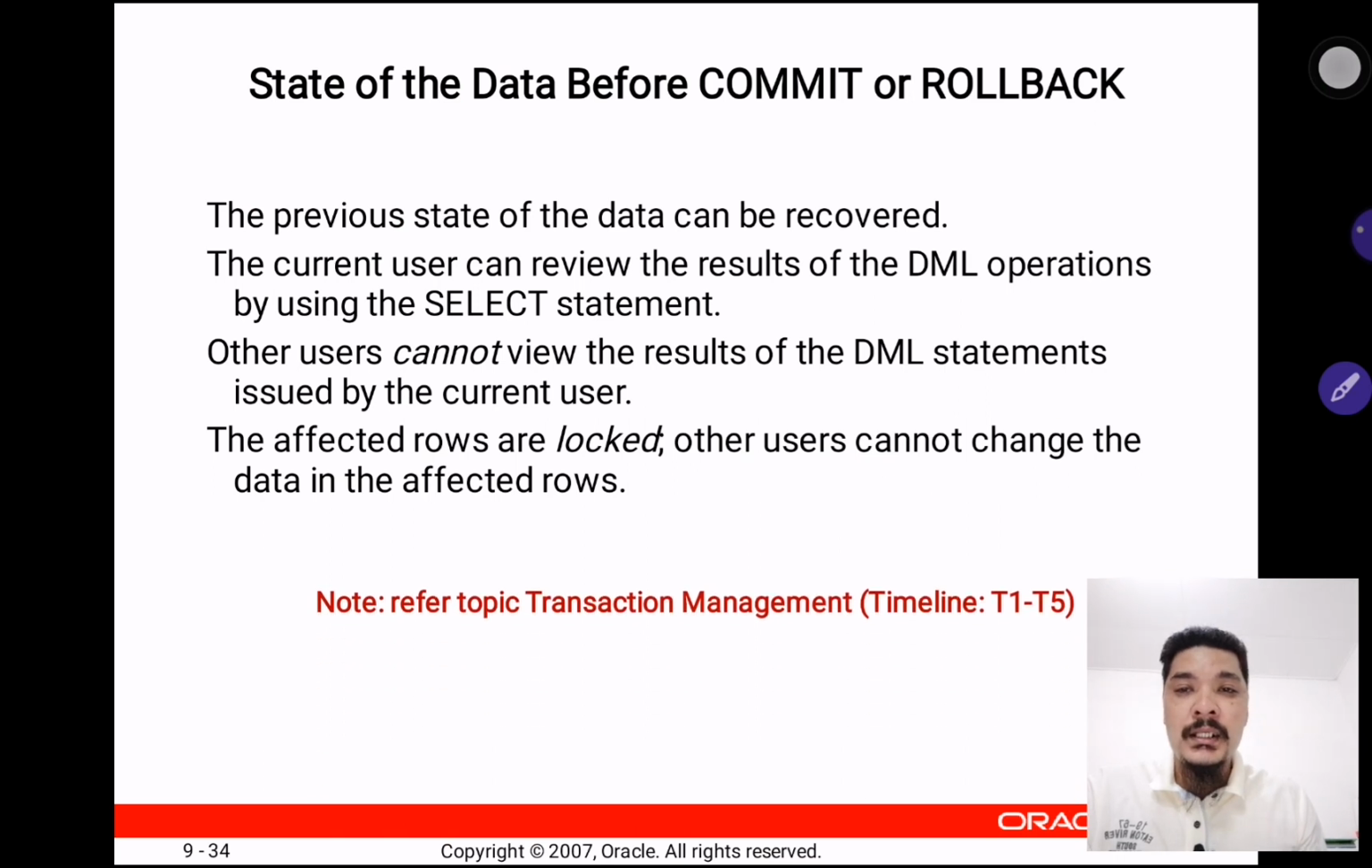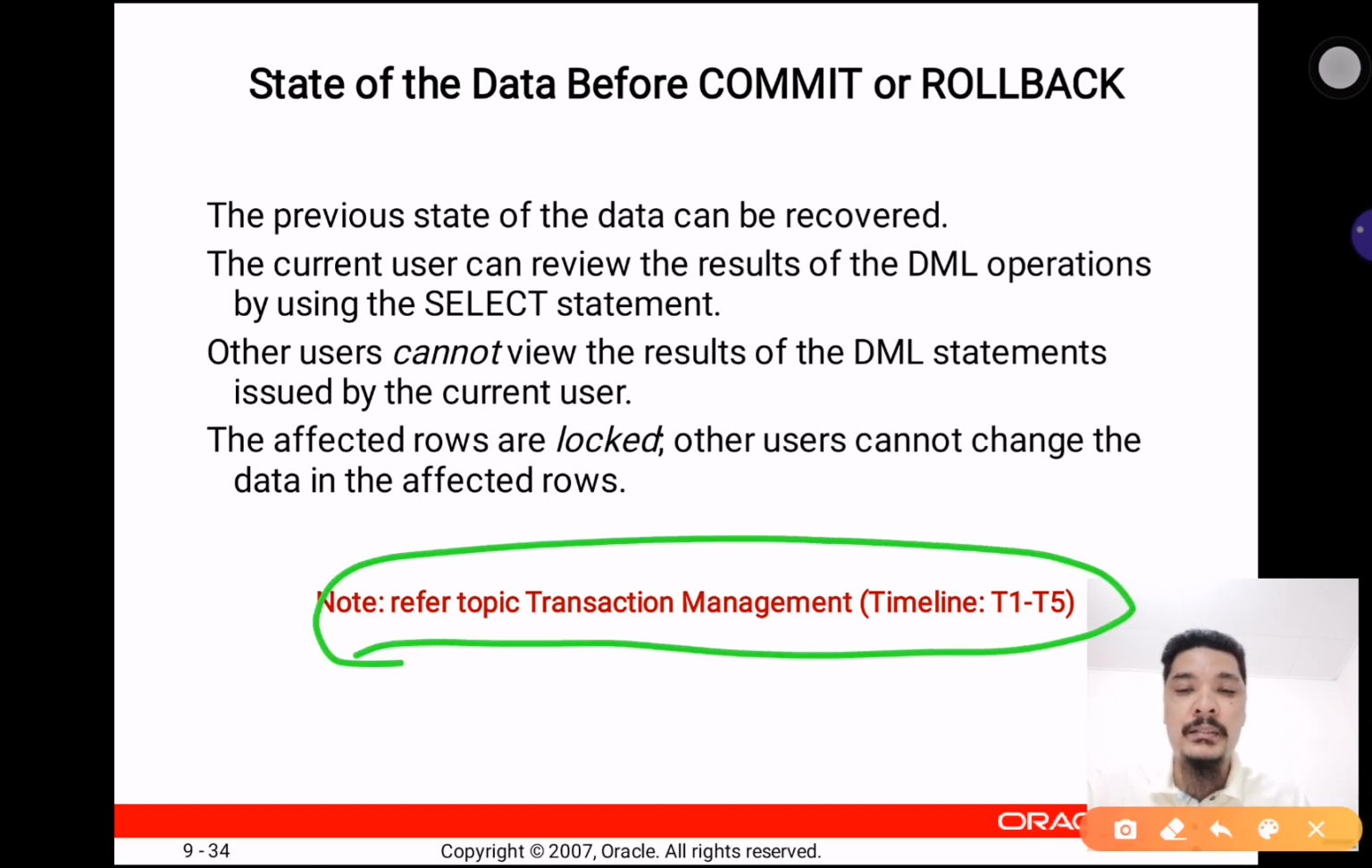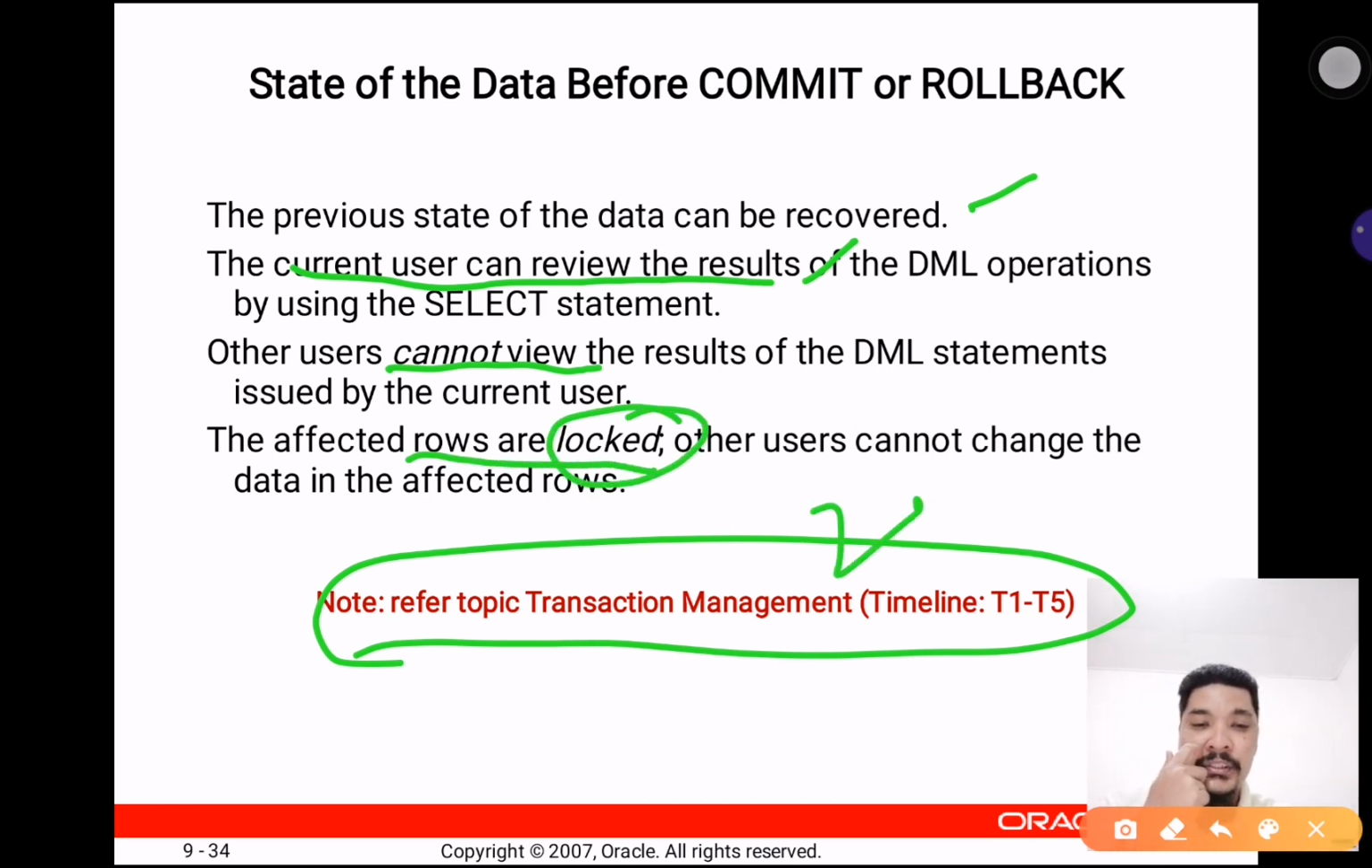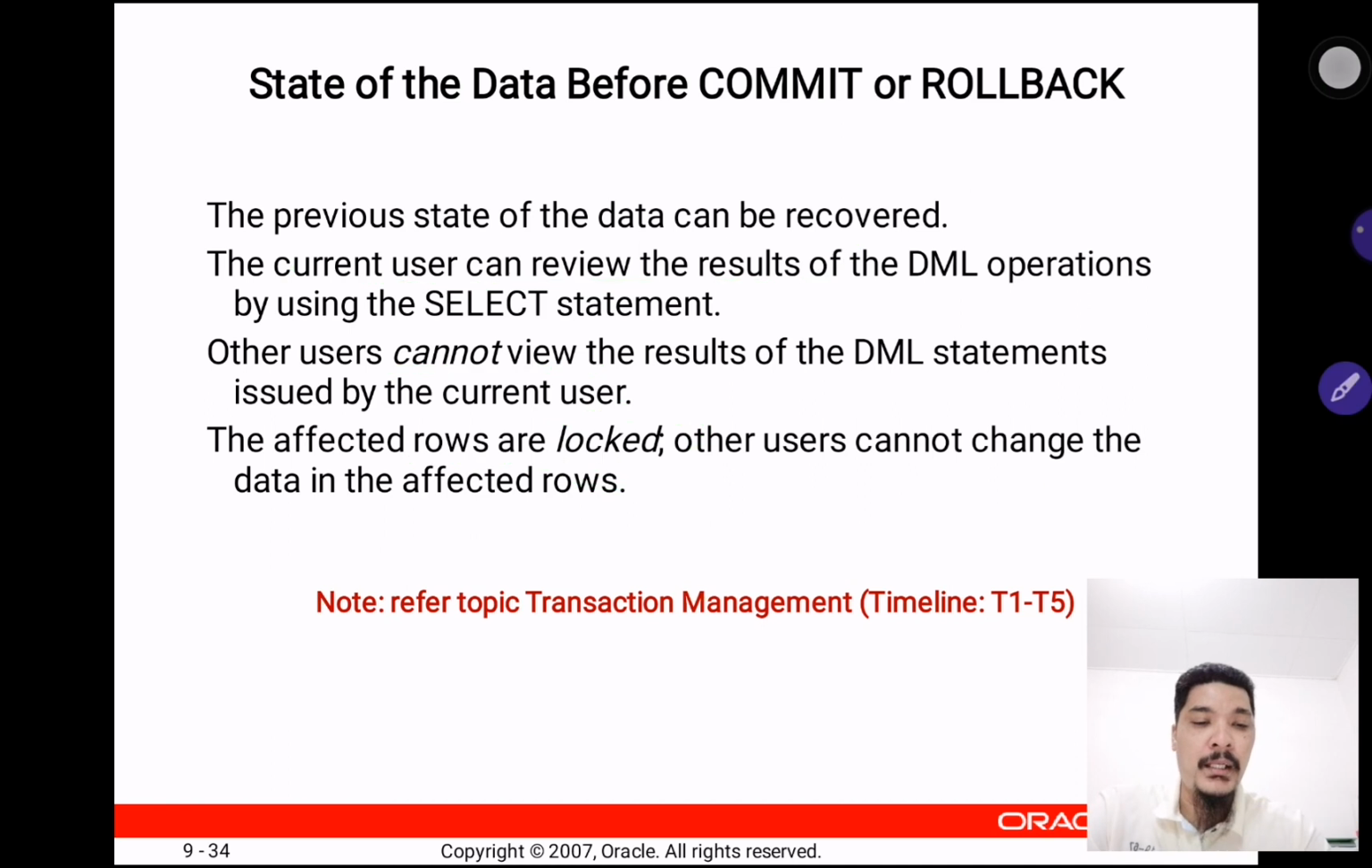Next slide: states of data before commit. This is also already covered in the transaction management topics. The previous state of the data can be recovered. The current user can review the results. Other users cannot view the results. And also the affected rows are locked. We use a locking mechanism, like 2PL, two-phase locking, and so on. This has also been covered in the transaction management chapter. Let's move to the next one. It's quite fast here.